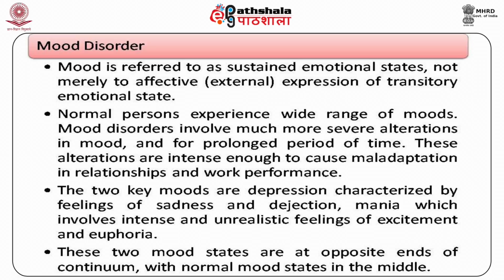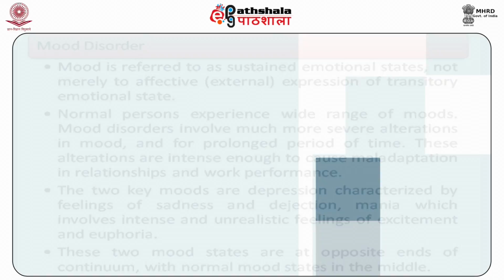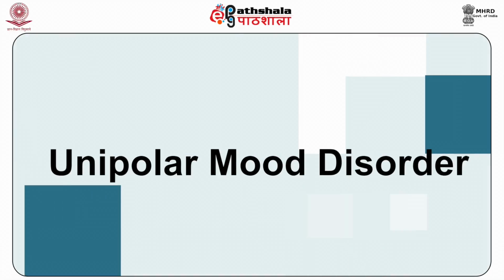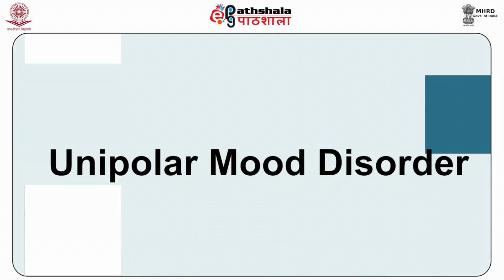The two key moods are depression, characterized by feelings of sadness and dejection, and mania, which involves intense and unrealistic feelings of excitement and euphoria. These two mood states are at opposite ends of a continuum, with normal mood states in the middle. In this chapter, we are going to discuss unipolar mood disorder.